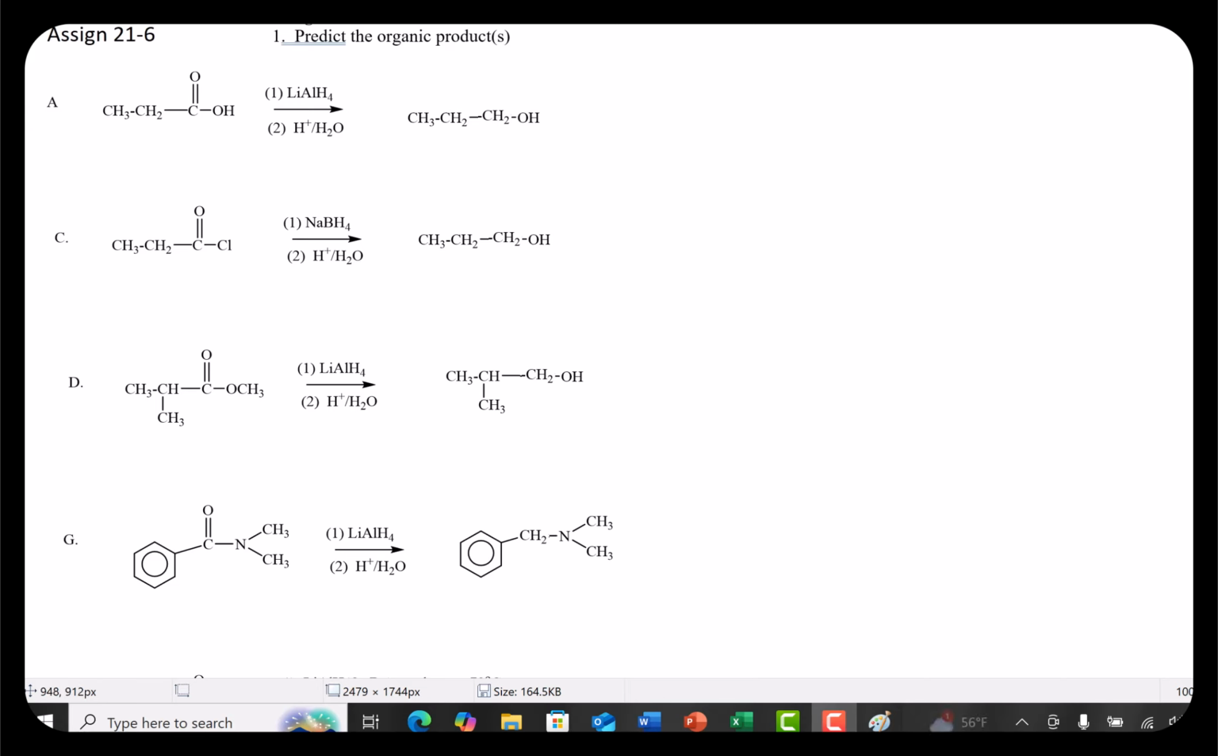Now the switcheroo, the exception. Amides don't reduce to primary alcohols. What happens there is the carbonyl group gets reduced to a methylene group. The nitrogen stays attached. And so when amides reduce, they reduce to amines, not primary alcohols. All right, let's go to, I think it's just one more, it's part 2 of assignment 6.